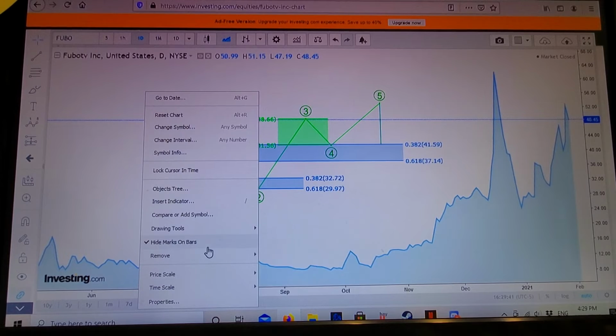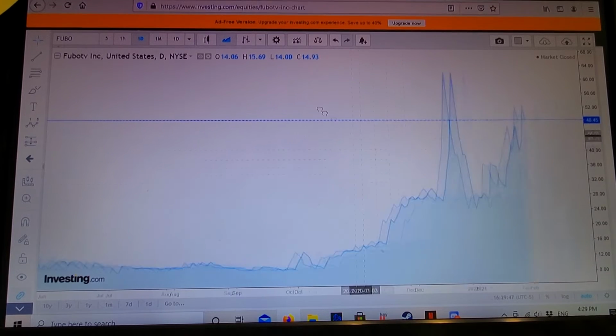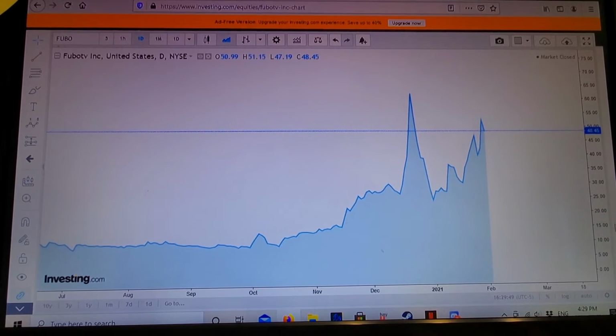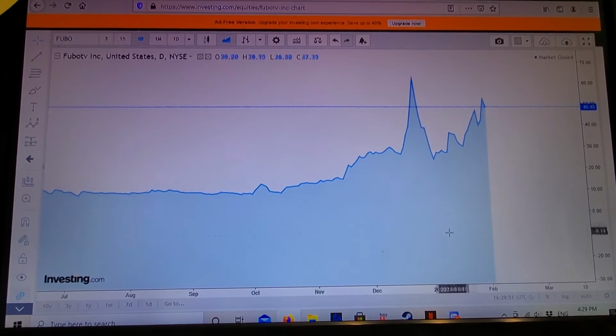Wait, no, remove drawings. There we go. Okay, so now we'll look at a live chart and see if this makes sense on Fubo that we just bought.